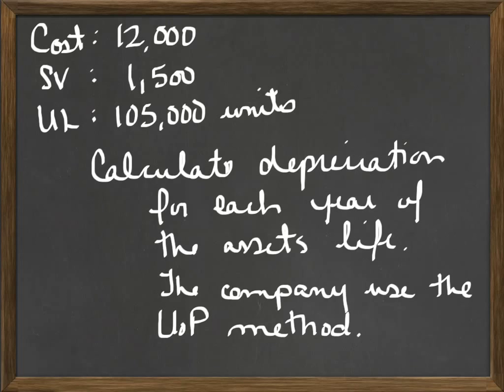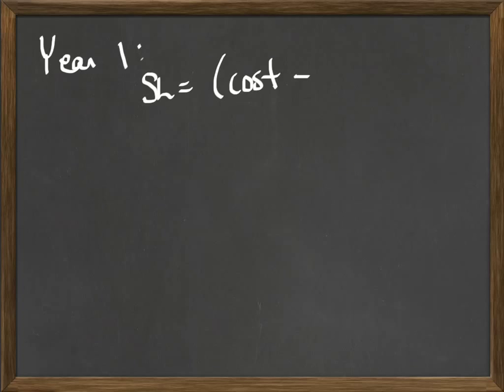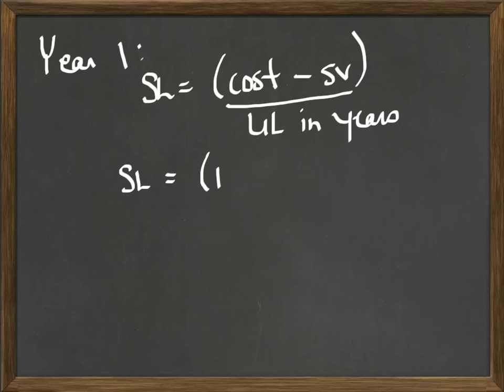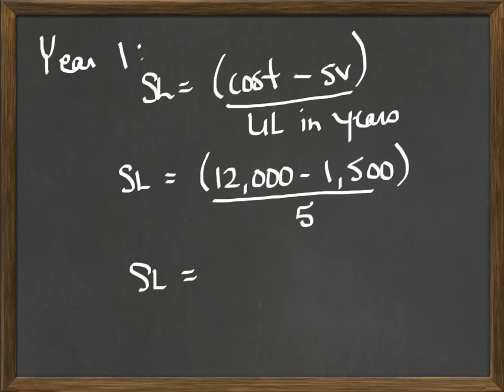So different things there. So take a moment. Remember, our cost is $12,000, our salvage value is $1,500, and now we know a useful life of 105,000 units. That's how many units we think this asset will be able to produce. So let's look at year one and let's compare. Remember, last time we had our straight line, we took the cost minus salvage value and we divided by useful life in years, and that gave us $2,100 per year.